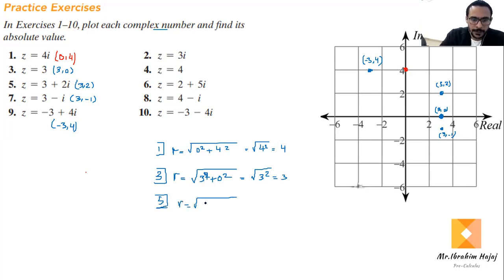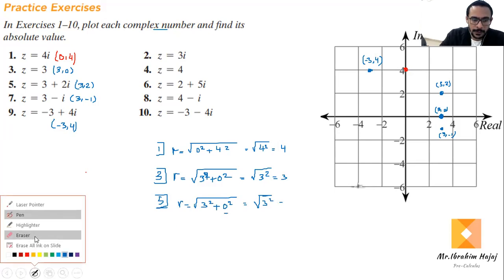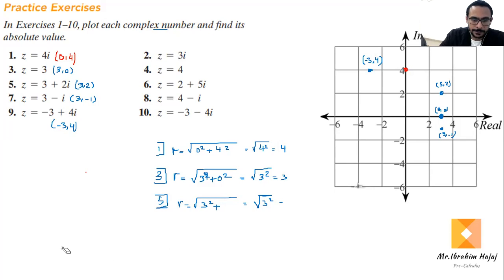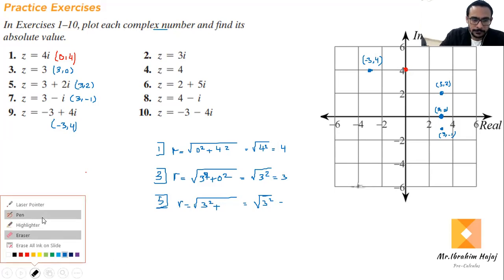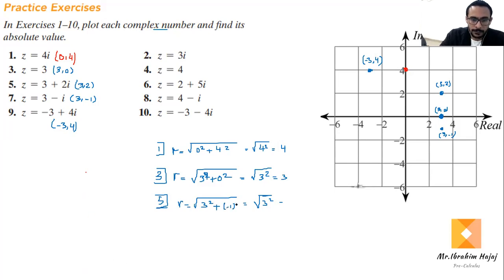Number 5, the absolute value of the complex number 3 minus i. So it's 3 squared plus negative 1 squared. Negative 1 all squared is 1, and here is 9, so it's all 10.